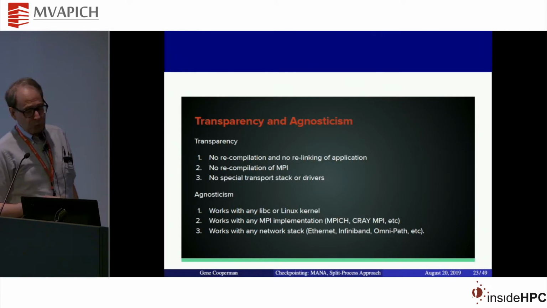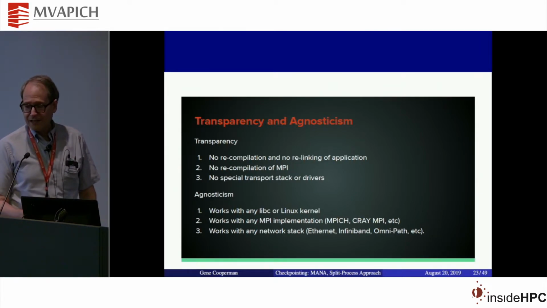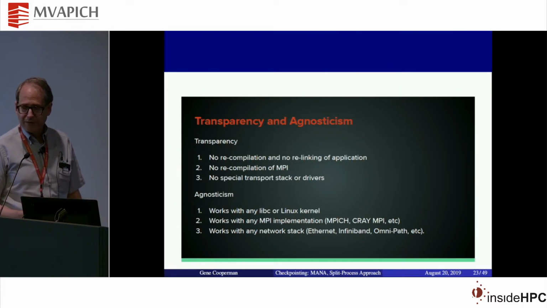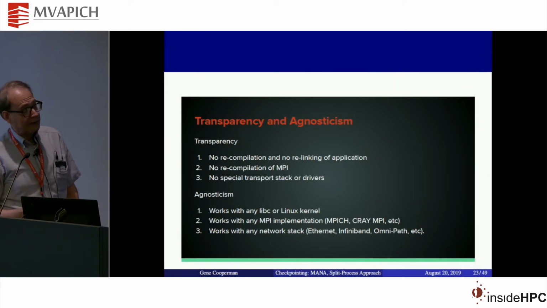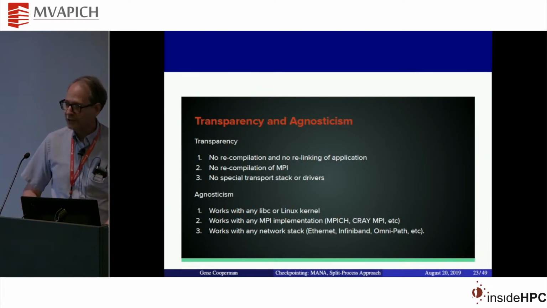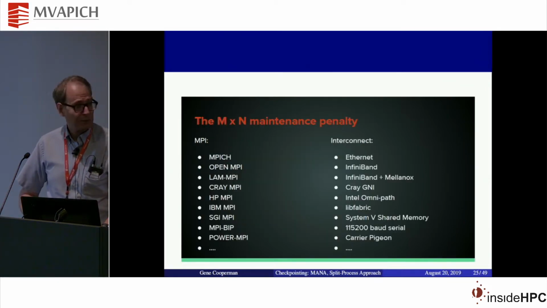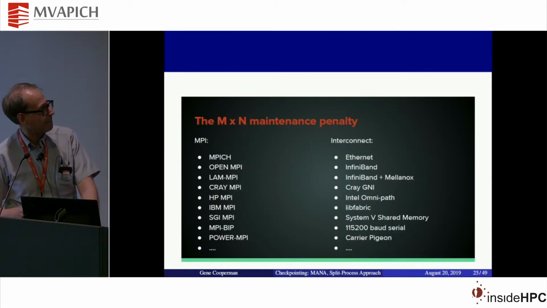Okay, and we will respect transparency. That's been our target from the very beginning of this DMCCP project. So nothing gets recompiled, nothing gets relinked, and it just works. And as we said, it's agnostic. We don't really care what Linux, what MPI, what network, because that's part of a different program. The application is just communicating with that independent program.